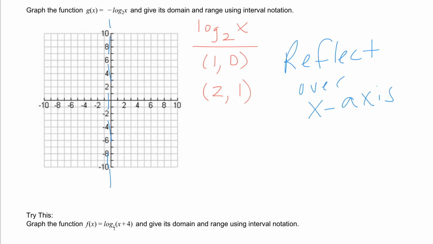And then I'm going to take my point 1, 0, and if I reflect that, again, it's going to stay right where it's at because it's on my line of reflection. So I still have the point 1, 0. And then I'm going to take the point 2, 1. And if I reflect it over the x-axis, it's going to come down here to 2, -1. I'm going to plot that point, and then I'm going to sketch my graph, which is going to curve around this way and come back up over here.